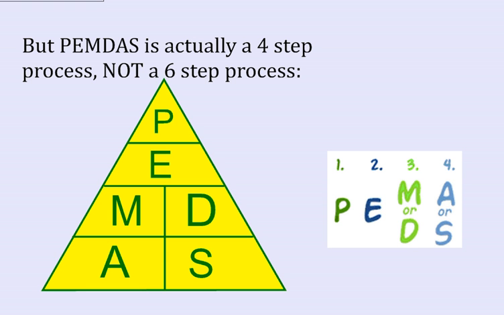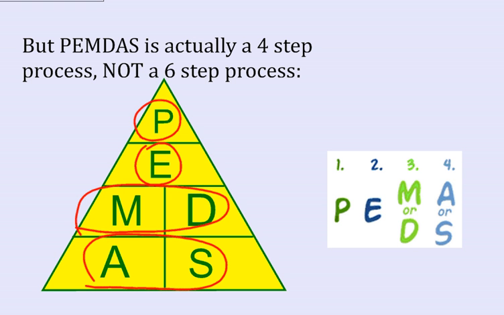There should only be 4 steps in the process, not 6. So when you look at PEMDAS, you got to think about this. Parentheses are still first. Exponents are still second. But then you do multiplication and division at the same time going across, in the same step. And then addition and subtraction are last, but again, that's at the same time.